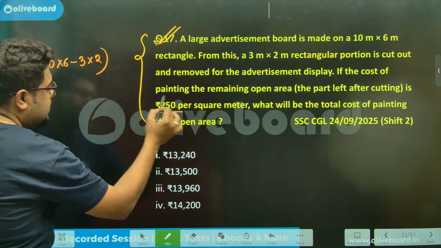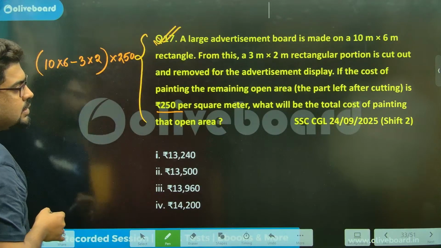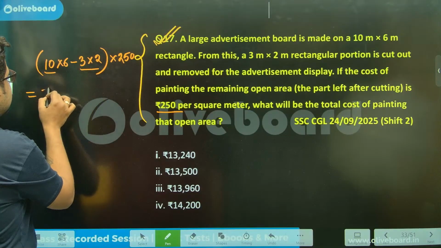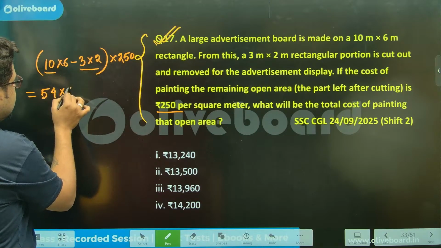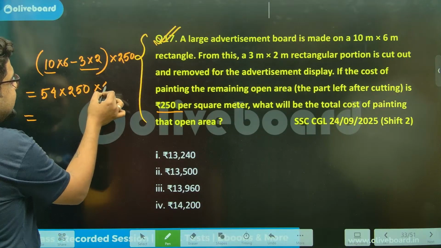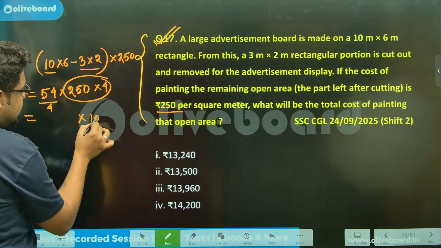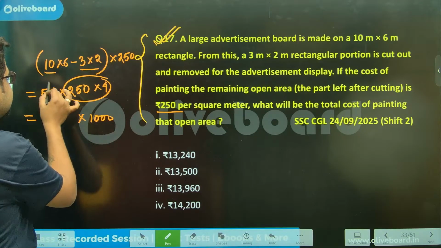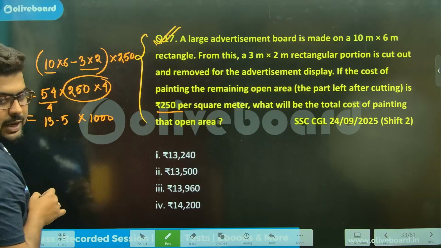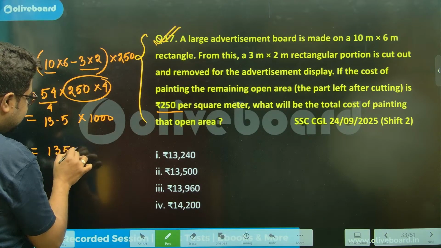Remaining area will be painted at the rate of 250 rupees per meter square. 60 minus 6, that is 54 into 250, sir. Again, 250, always multiply 4 by 4 because this is 1000. Makes a lot of sense calculation wise. So 13.5, sir. 13 fours are 52. So this will be 13,500 rupees.